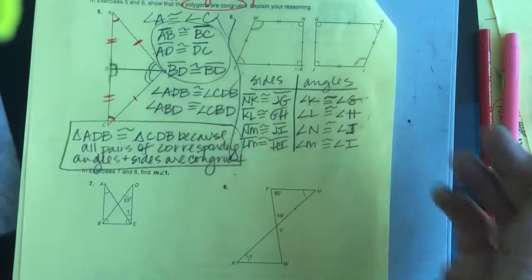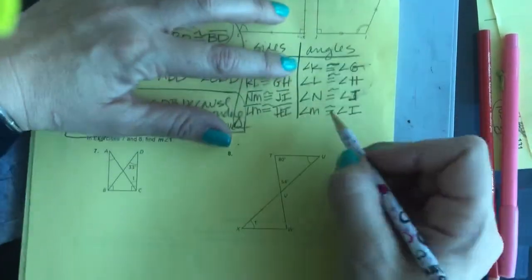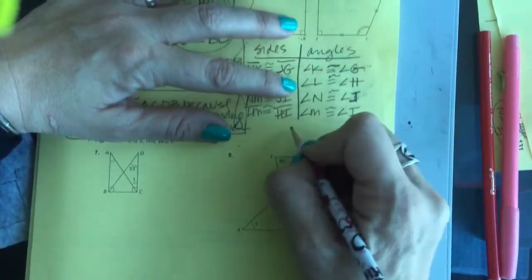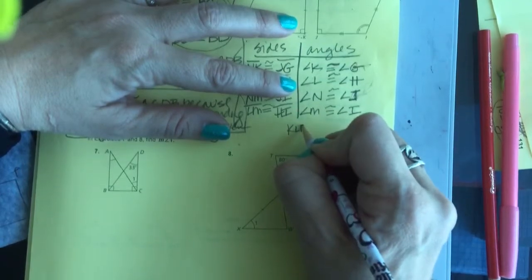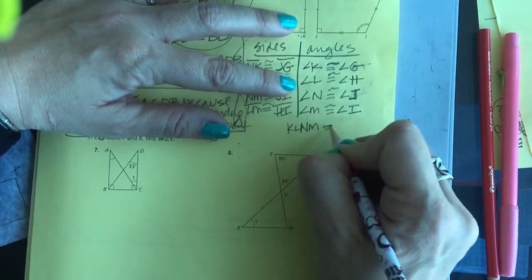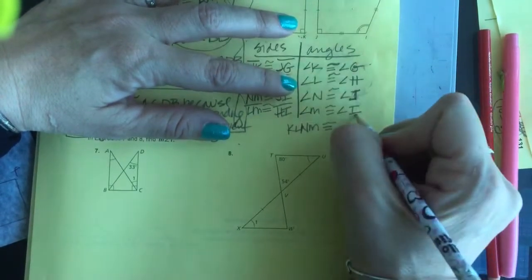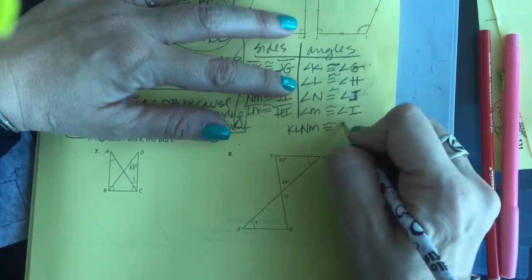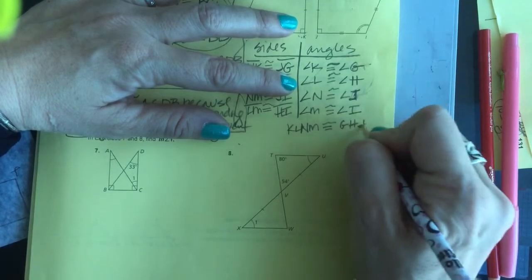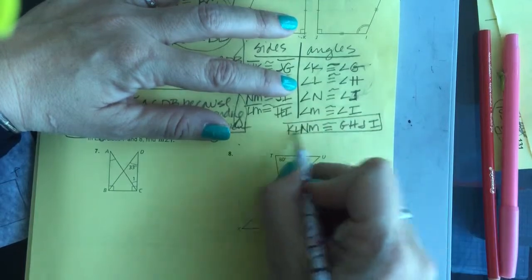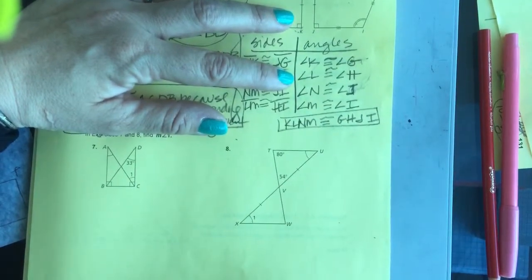Okay. Good stuff. Now, I'm going to go through and use what I have here to write my congruent statement. KLNM is congruent to, and I'm just going to go down this list. So I'm using the angles now to make the names. Before we were using the names to write the congruent statements for the angles.